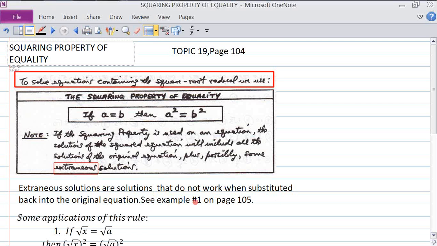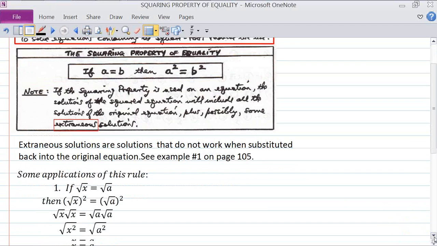We're going to see an example of this on the following page on the next video, Example 1 on page 5. But basically we solve an equation and then we can't put it back into the original equation so that it checks, left side equals right side. Then we call it an extraneous solution.